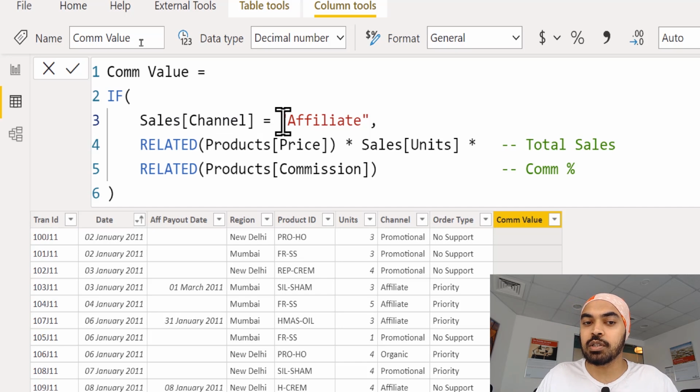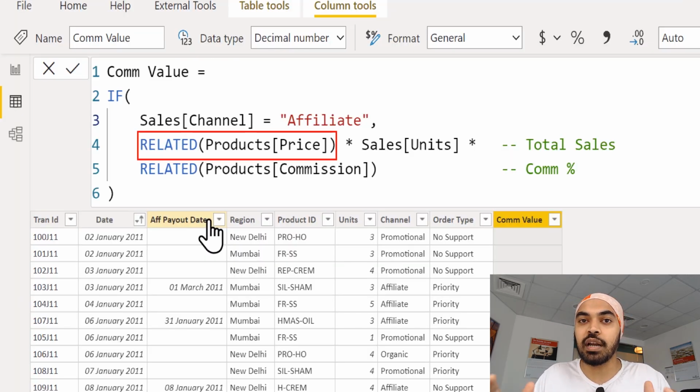If the channel equals affiliate, then you write a VLOOKUP for the price. If you don't know the RELATED function, I suggest that you take a look at another video of mine to understand how it is done. But RELATED is nothing but the VLOOKUP of Power BI. So I do a VLOOKUP to get the price, multiply the price with the units to get my total sales value, and then the total sales is multiplied with the commission percentage to calculate the commission for only those who are marked as affiliates.